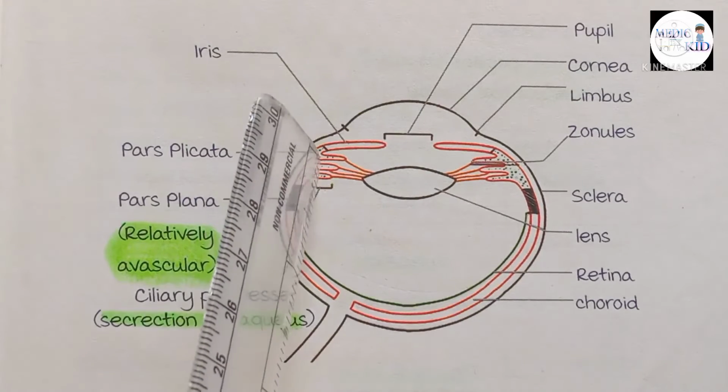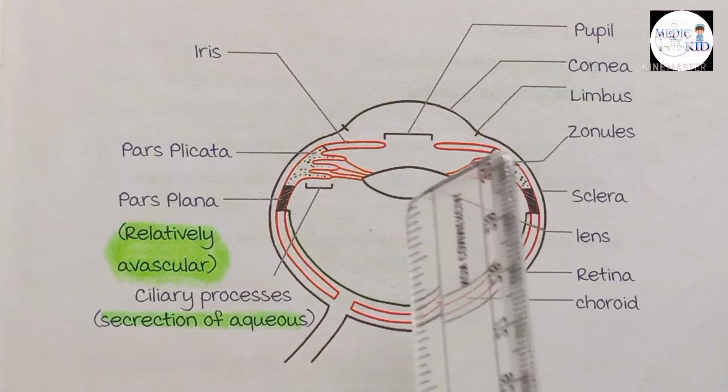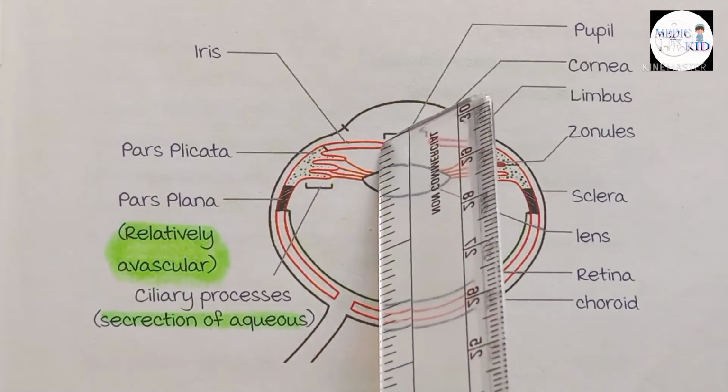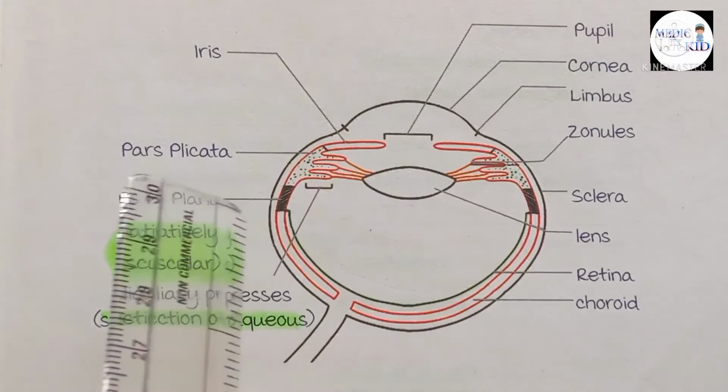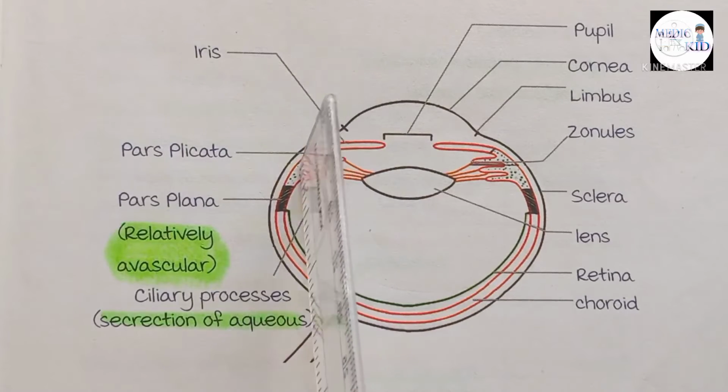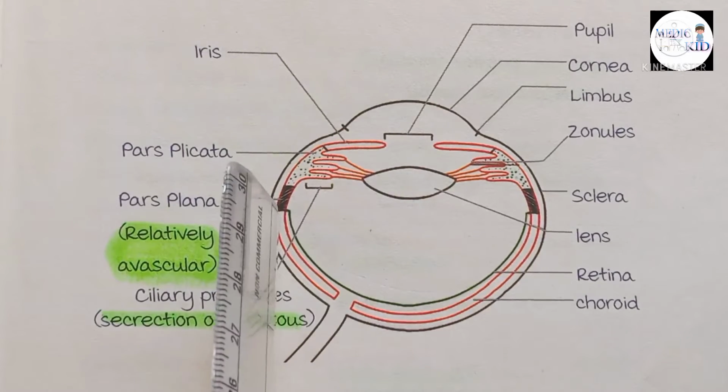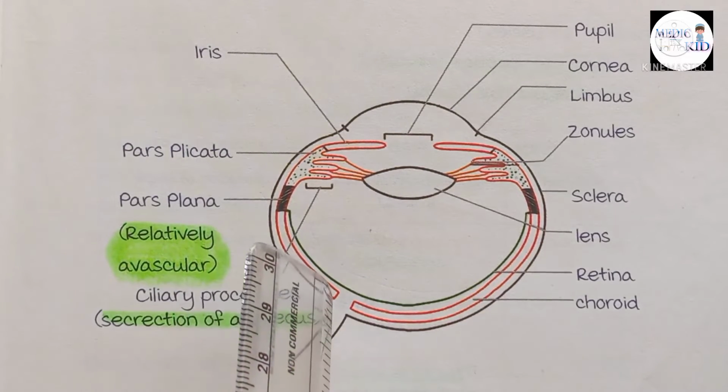Now we know that the middle layer is made up of three structures. First of all, the iris. This structure you see is the iris. Then this is the ciliary body, and the most posterior part is the choroid.